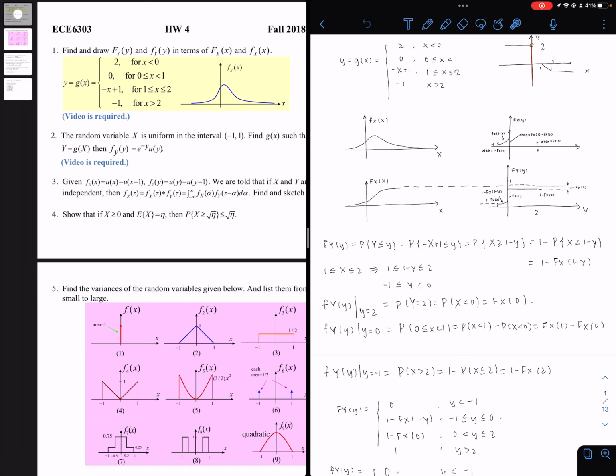Yep, so pretty much we're taking the interval where x is between 1 and 2, and we're just flipping that to when y is between minus 1 and 0. And there are some other values we can find out, that is when y is equal to 2 and 0.